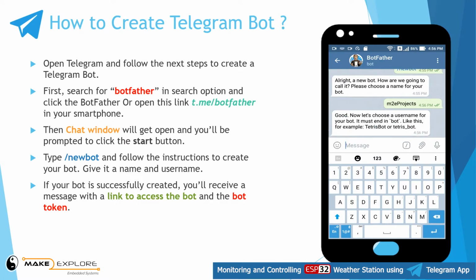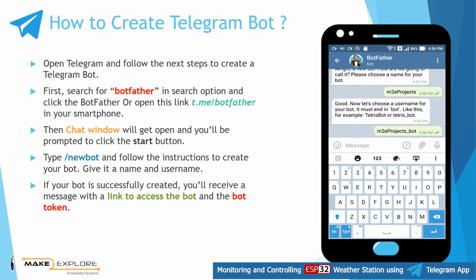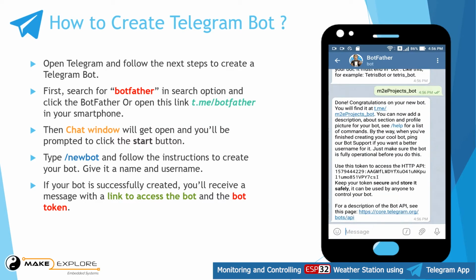Now let's choose a username. This username must end in bot. See here, you have to enter an underscore and end it with bot, like this. Okay, now if your bot gets successfully created, you will receive a message with a link to access the bot and a token here. This is the token of your bot.